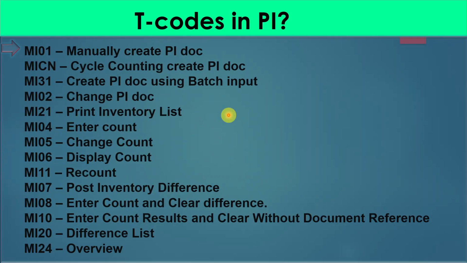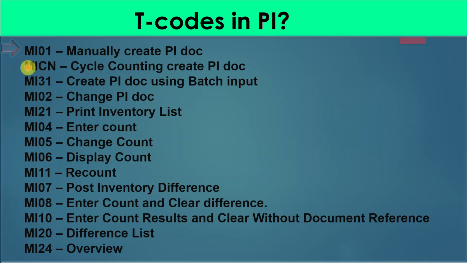Then what all T codes are involved in physical inventory? These are the T codes. With the help of MI01, we create a physical inventory document. In case we want to change something, we can change it with MI02. Then we print this physical inventory document with MI21. Once the count is done on paper, we put this count into the system with MI04. In case you want to change or display, these are the T codes for the count. And in case we want to recount, we use T code MI11. And to post the differences, we use T code MI07.